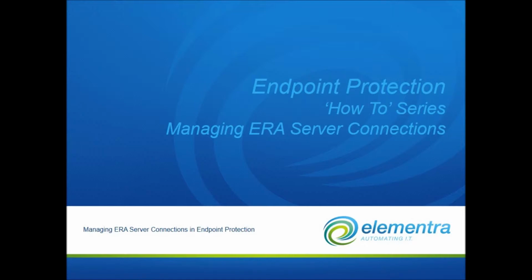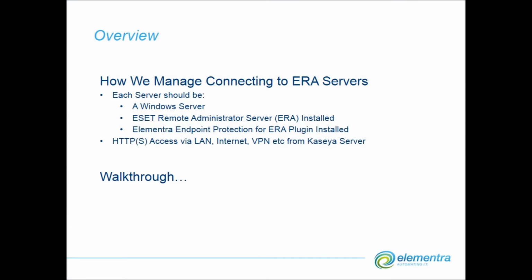In this video, we'll look at how to manage ERA server connections. A quick overview. For the connections to an ERA server to work, each server you wish to connect to should be the following. A Windows server. It should have ESET Remote Administrator Server, or ERA, installed. The Elementra Endpoint Protection for ERA plugin should be installed. And the Kaseya server should be able to access that server via HTTP or HTTPS over LAN, Internet, or a VPN. Let's have a look at how we manage connections to ERA servers.